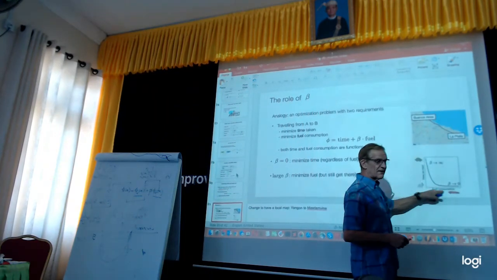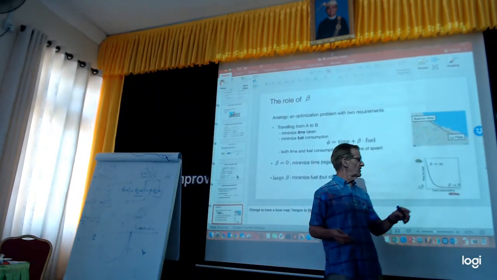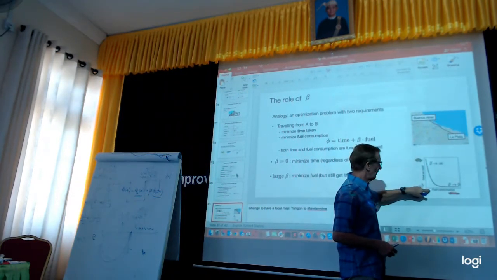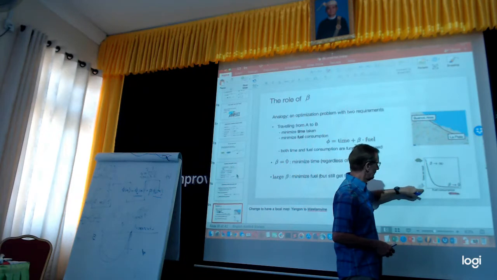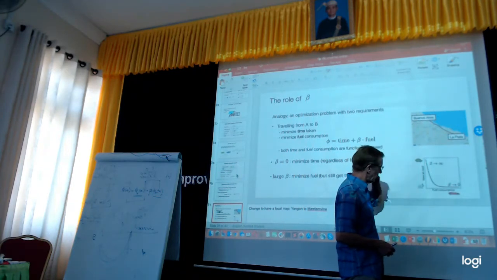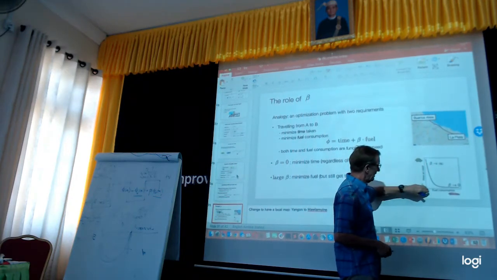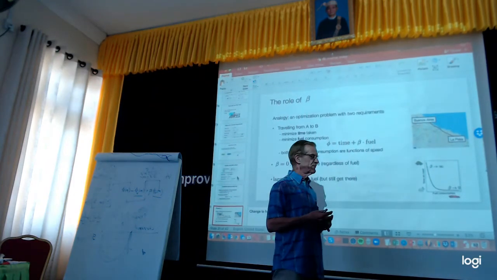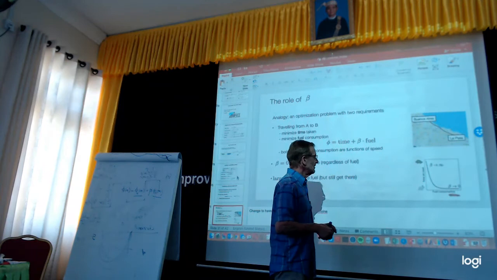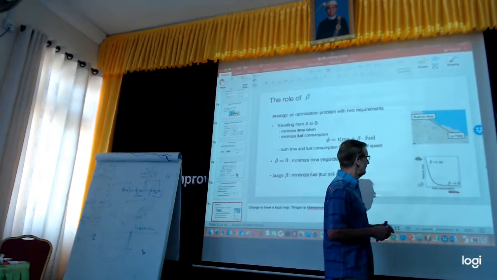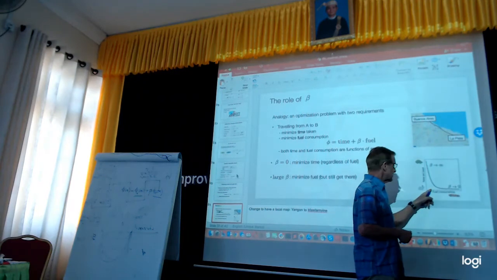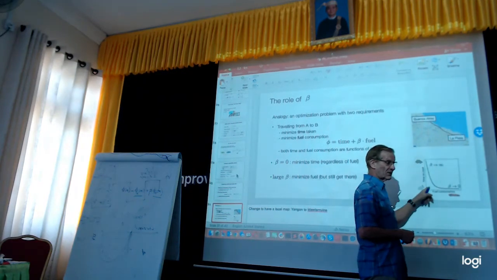On this graph here, this is like a trade-off graph. If you wanted to have the smallest amount of fuel consumption, okay, then it could take you a very long time. So if the fuel consumption is really small, it could take you a long time.